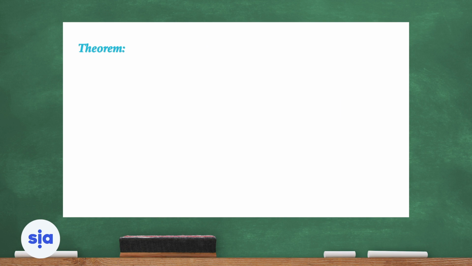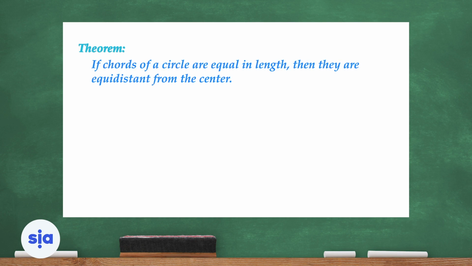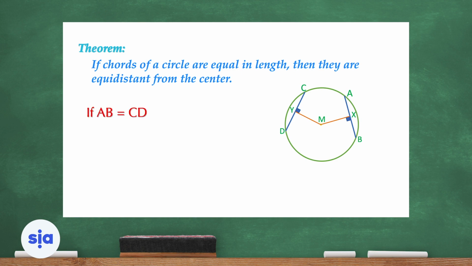Let's check our first theorem. The theorem says, if chords of a circle are equal in length, then they're equidistant from the center of this circle. If you look at the figure, you will see that if AB is equal to CD, these are the two chords, then MY is equal to MX. This means that they're equidistant from the center.